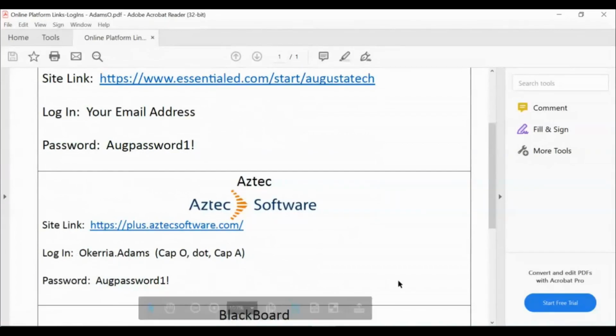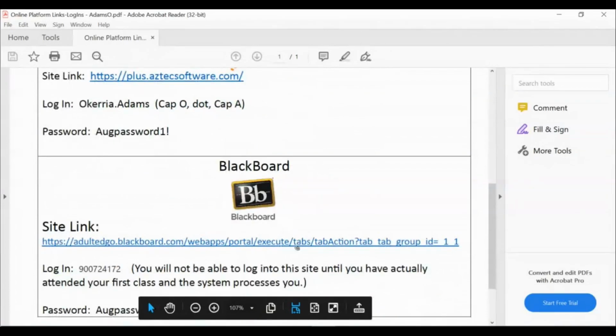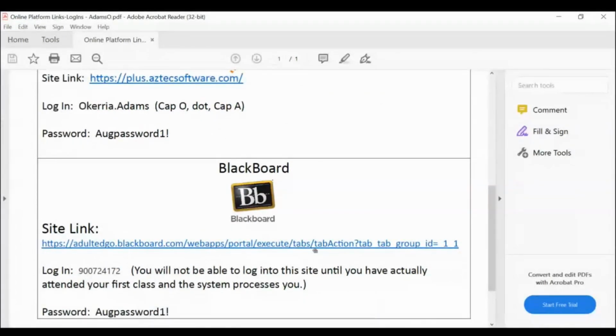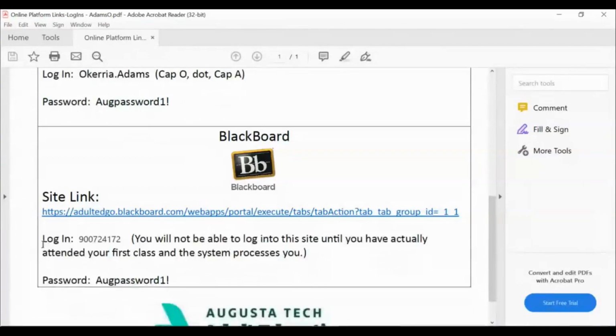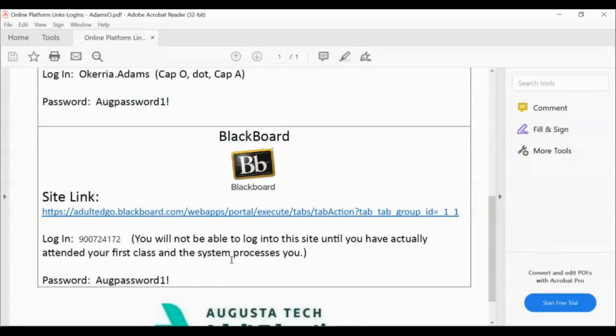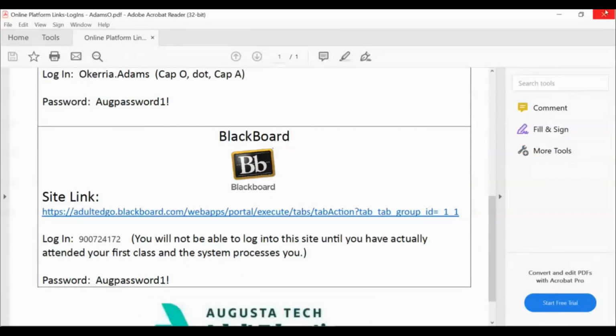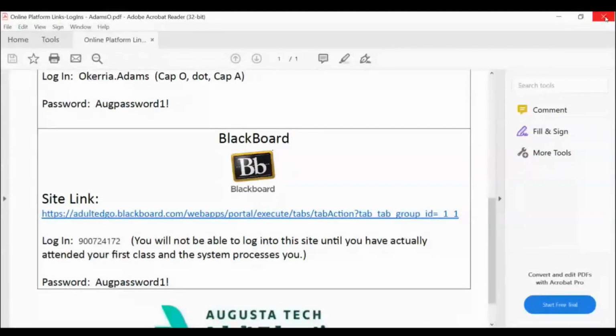There's the username and password. And then at the bottom was the Blackboard. That's the link you use to get to the Blackboard site. You would put in your 900 number, and this is the generic password that we use for everybody. You can change it later if you want. If you can't find this sheet, you need to let me know and I can resend it to you. Can you go ahead and resend it for me then? Yes. Thank you. I'll do that.